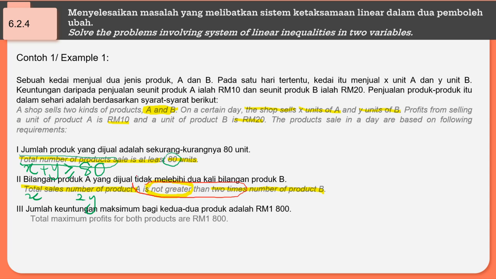So not greater than 2 times, tidak melebihi 2 kali. So we are accepting the 2, kita terima dia punya 2 tu. But we are not accepting the number greater than that. Number less than 2, we still can accept. So for this one, the symbol will be x less or equals to 2y. That means x is not greater than 2 times y.